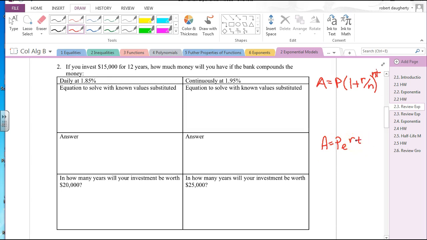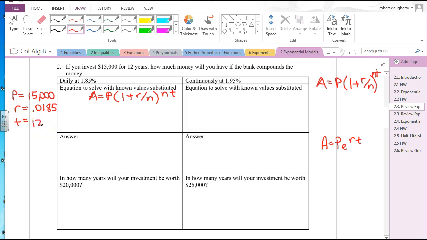Okay, so the equation that I need to solve is A equals P times 1 plus R over N, to the NT. So what do I know? They're asking me to solve for the future amount. So I know in this case my initial principal is 15,000. I know that the rate of interest is, they're telling me, 1.85%. So remember, that's 0.0185 when I convert that percent to decimal. And the time, they're telling me, is going to be 12 years.